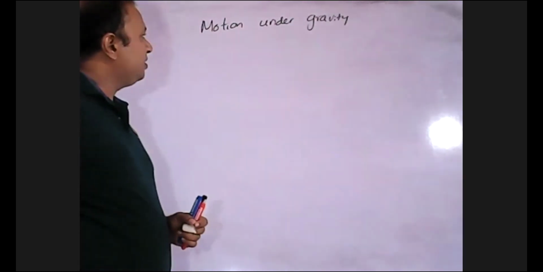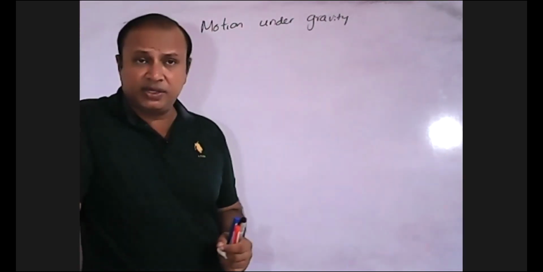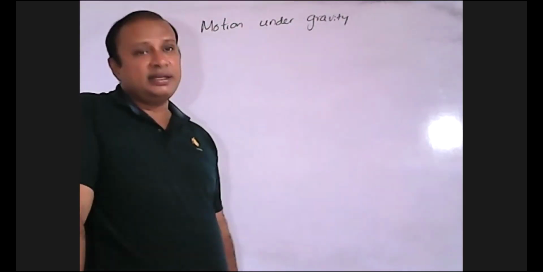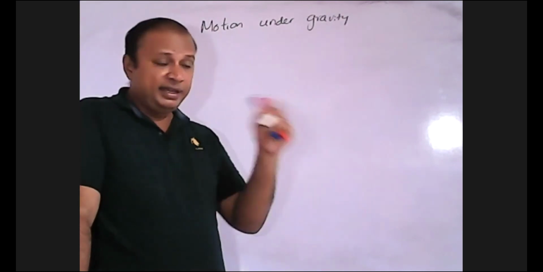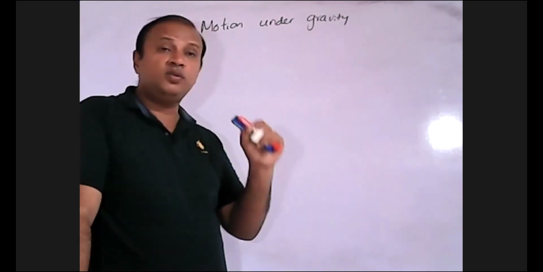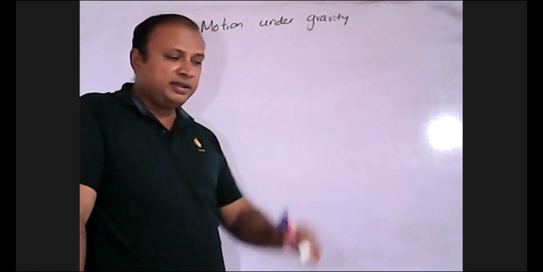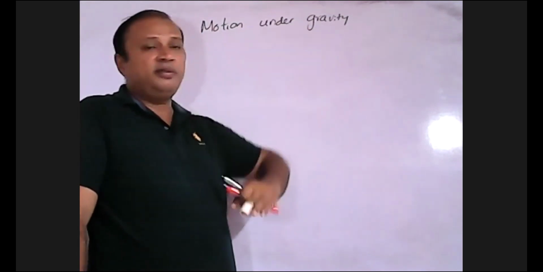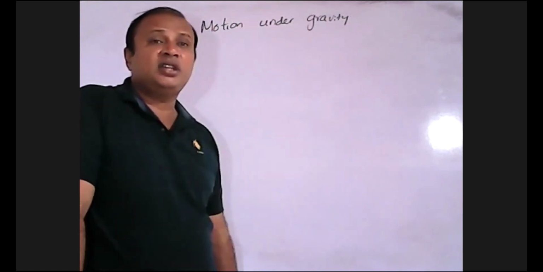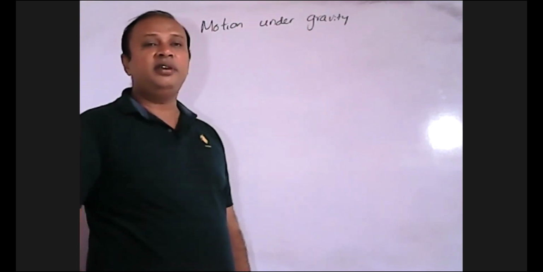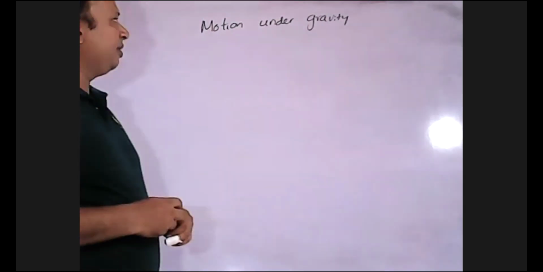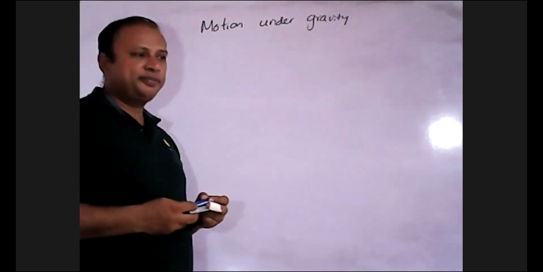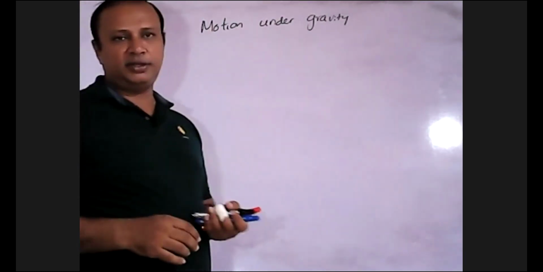So acceleration due to gravity can be considered as constant, but it is not constant. It varies with the height. When height is increasing, the gravitational acceleration will decrease. But normally we consider it a constant. Right?